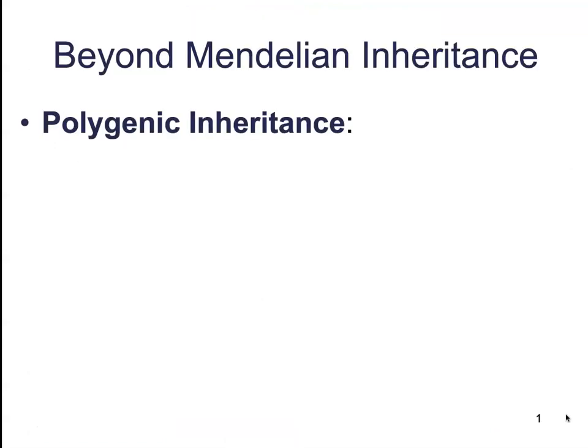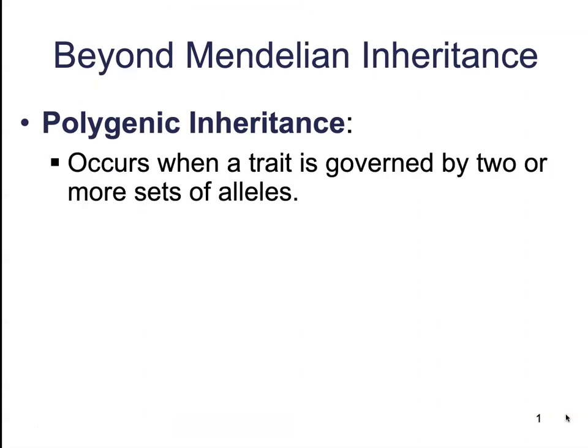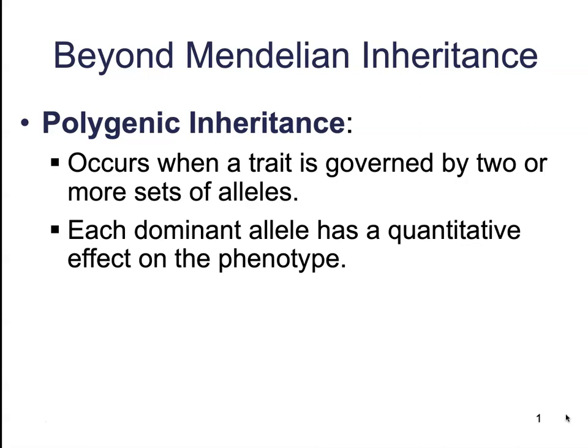There's also a case of polygenic inheritance. Polygenic inheritance is really interesting. It occurs when a trait is governed by two or more alleles. A fantastic example of this would be height. Each dominant allele has a quantitative effect on the phenotype, and those effects are additive, meaning that, at least in humans, there's not one gene that says tall versus short. There are actually a lot of different genes that are involved in height.